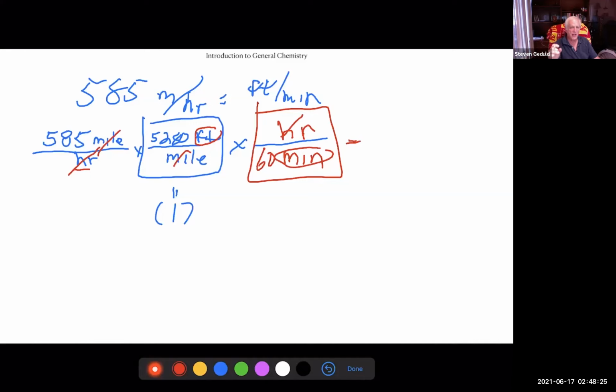So to do the math, remember, top you multiply, bottom you divide. So you hit 585 times 5280 divide 60. And that goes out to 51480 feet per minute.